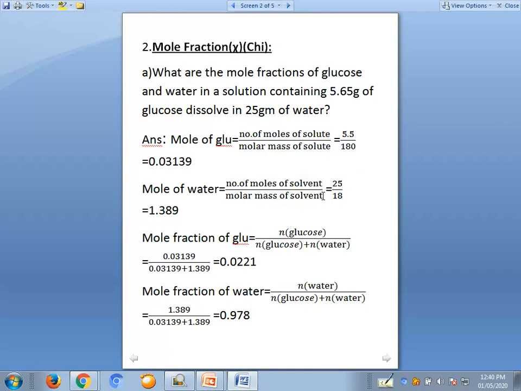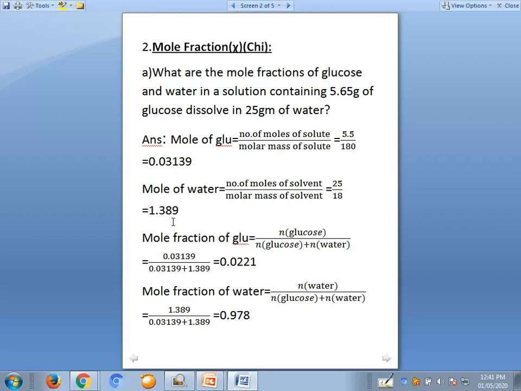So molar mass of solvent is how much? 18. How did you get 18? I have the formula of water as H2O. So 2 into 1, and oxygen, that is 16. So 16 plus 2 is equal to 18. Substitute this here, and you'll get the answer as 1.389.